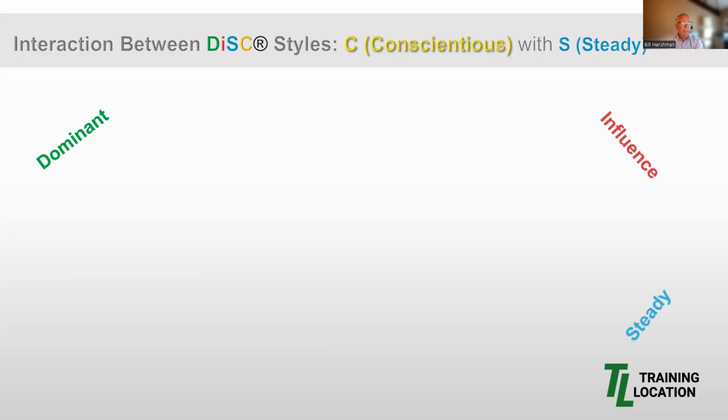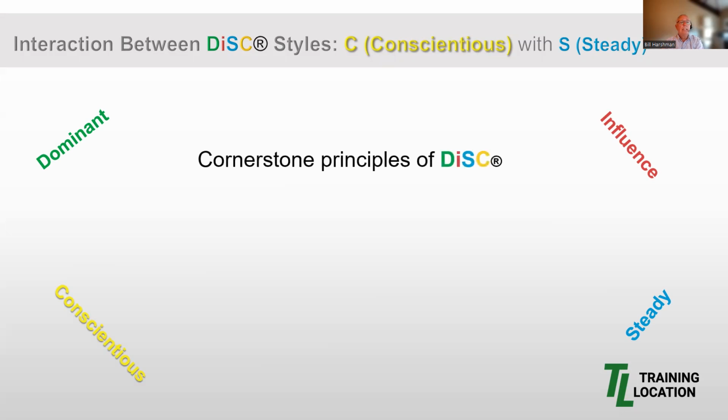Our topic today is interaction between DiSC styles, conscientious with steady. This session is part of an ongoing series discussing the interaction between and among the DiSC styles, including dominant, influence, steady, and conscientious. Before we begin, I want to review the cornerstone principles of DiSC.